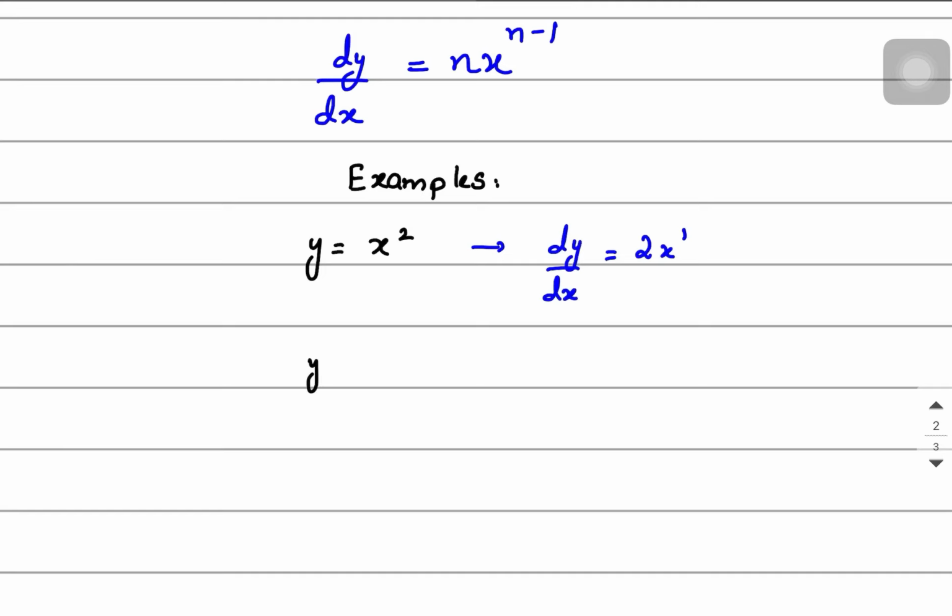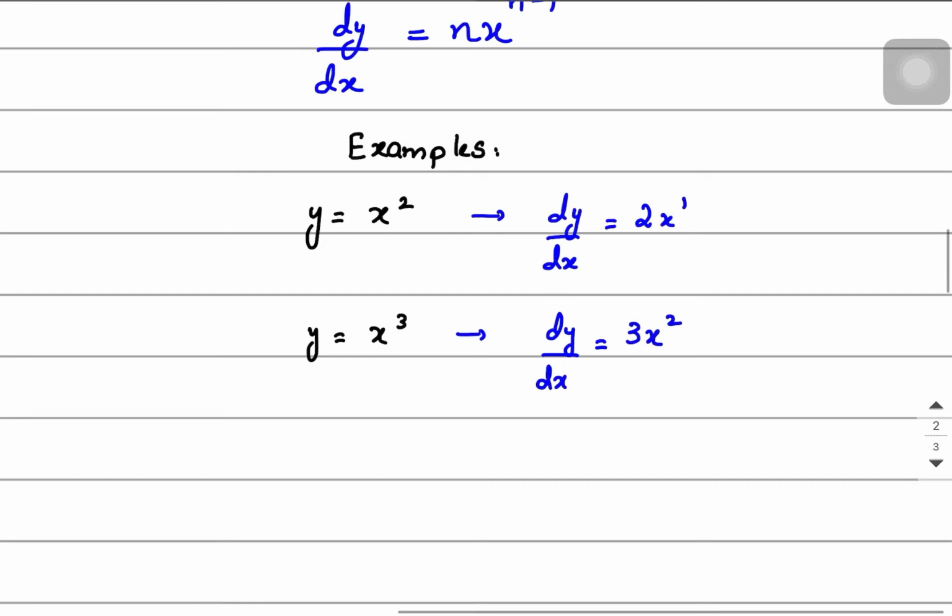Again, let's say my y is x cube. So the method says dy by dx equals power comes down. So 3 comes down and 1 is subtracted from the power. So when I subtract 1 from the power, it becomes 2.